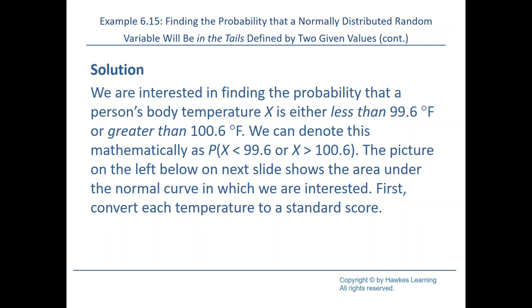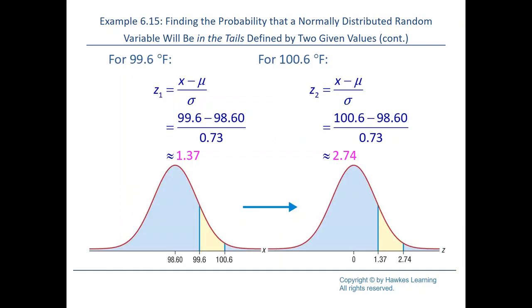And you're going to see, as we look at the next slide with our pictures, that you are going to shade everything to the left of 99.6 and everything to the right of 100.6. And there should be a gap in the middle here. Again, if I have my normal curve with my x's, that's the graph on the left. If I have my normal curve with the z values, that's the one on the right. And again, either one is going to be fine.